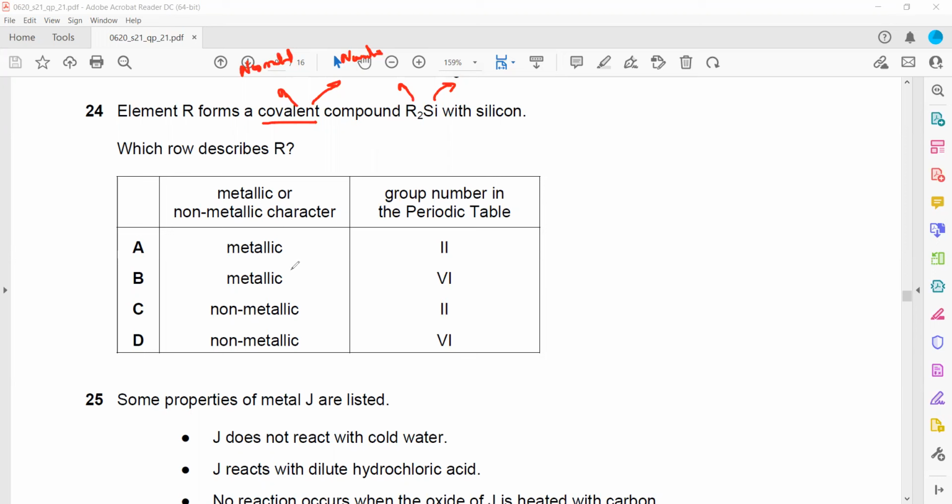So will it be a metallic or a non-metallic character for R? R cannot have a metallic character, it should be a non-metal. So either C can be the answer or D. But we don't find non-metals in group 2. So that's why D is the right answer, because in group 2, we have metals.